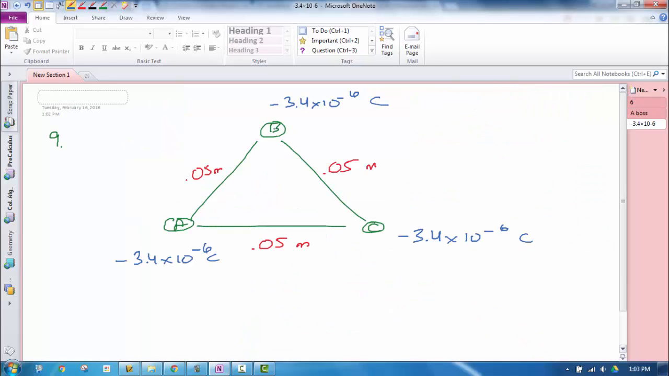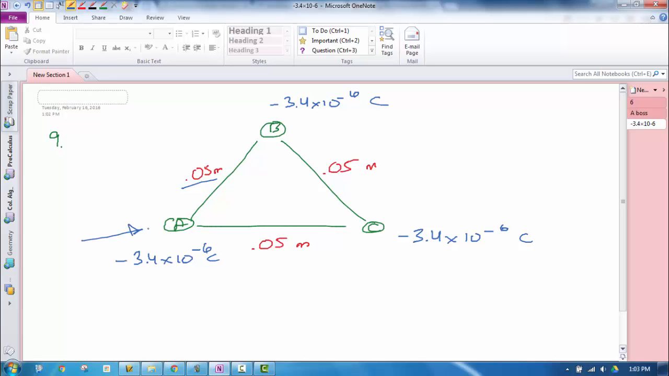It says three point charges are placed at the corners of this equilateral triangle that are 0.05 meters apart each, or 5 centimeters. And it tells us that the magnitude of the charges is all the same, which is negative 3.4 times 10 to the negative 6 coulombs. The question is, what's the resultant magnitude of force acting on one of the charges?